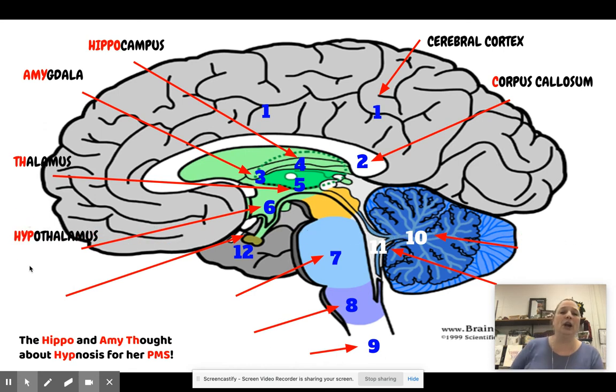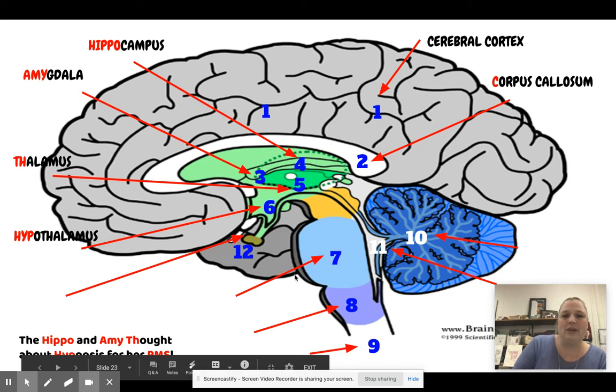Number 6 is your hypothalamus. Easy because they're right next to each other. So you've got thalamus, hypothalamus. This is a really important part of the brain because this regulates your body temperature, your sex drive, your thirst, your hormones, stuff like that. So it is definitely important. And again, will you please highlight HYP on hypothalamus? Hype.